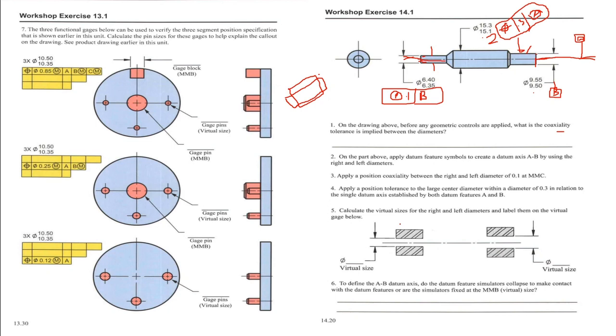Then the next is calculate the virtual size for the right and the left diameters on the virtual case below. So it's 9.5 plus 0.5 on this side. So it's 9.6, and here it's 6.35 plus 0.1. So it's 6.45.